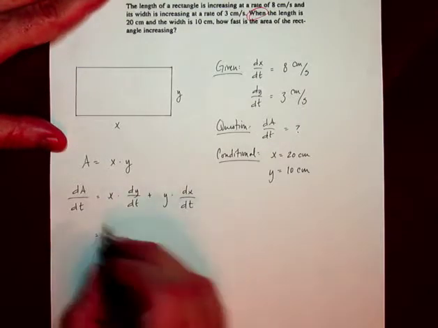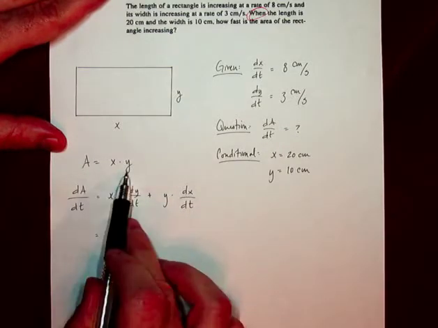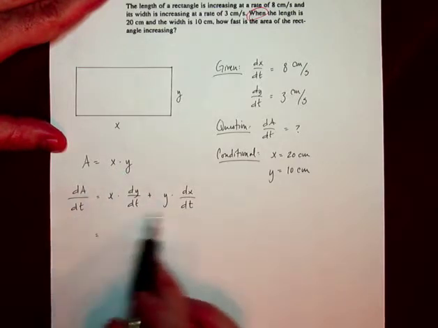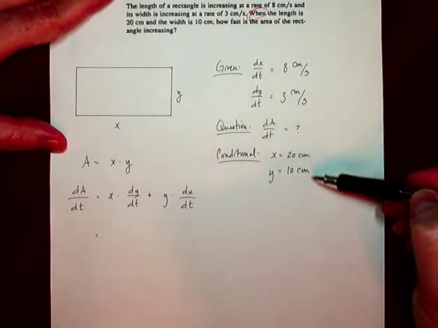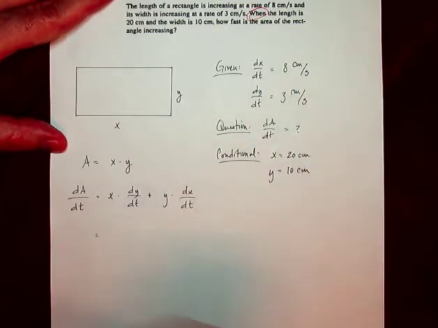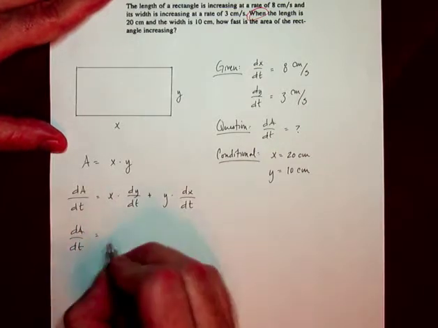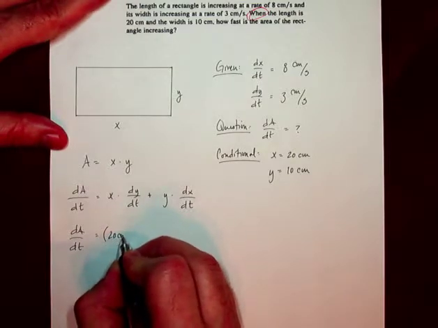So we're going to go ahead and just plug in. The actual area formula had 3 variables, and this differentiated formula has 5 unknowns. Well, I have 1, 2, 3, 4 of them, so I should be able to find the 5th. Now, dA/dt. Now, x at the moment that I'm interested in is 20 centimeters.